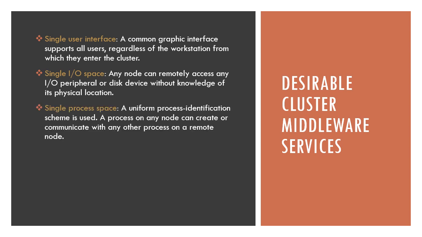Single process space. A uniform process identification scheme is used. A process on any node can create or communicate with any other process on a remote node. The process IDs used in the system are unique across the system. Sometimes the IDs are hierarchical, with their most significant digits identifying the computer hosting the process and the remaining digits identifying the process itself.